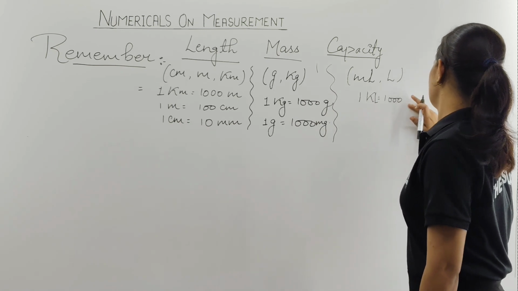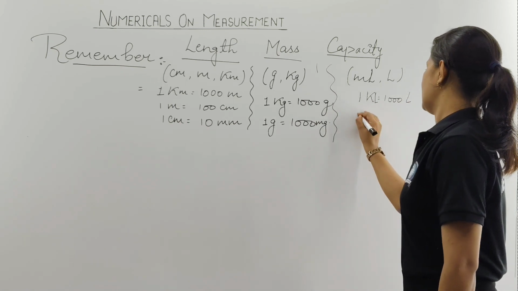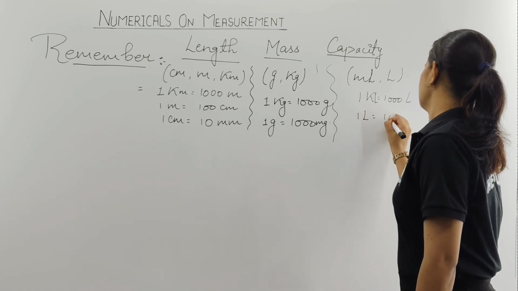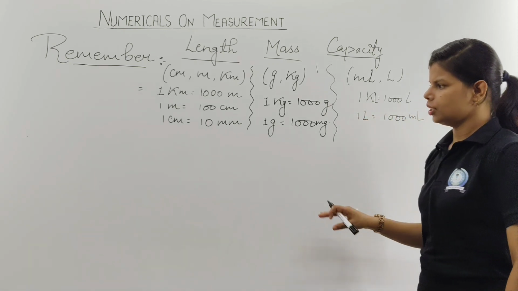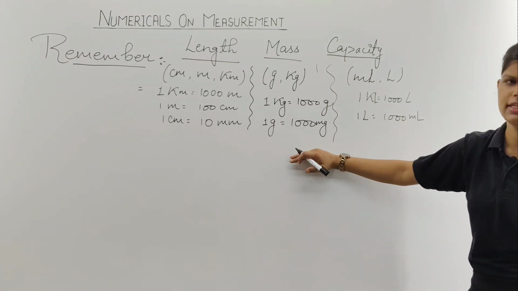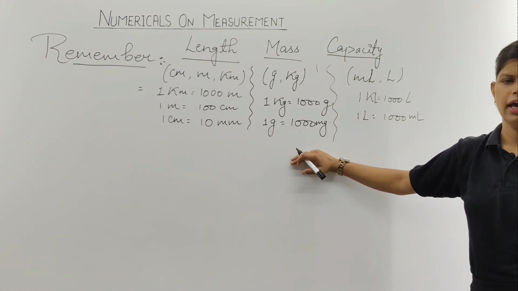1 kiloliter will be equal to 1000 liter and 1 liter equal to 1000 milliliter. So when we are going to solve the numericals, these things we will remember again and again.